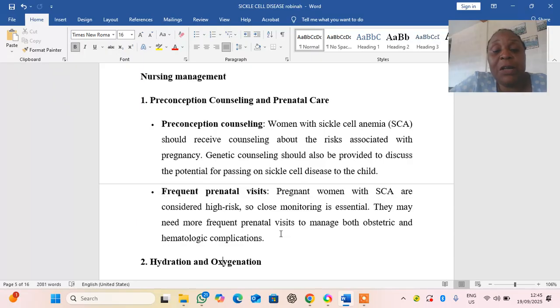And then we shall advise them to make frequent prenatal visits. Pregnant women with sickle cell anemia are considered high risk, so close monitoring is very essential. They may need more frequent prenatal visits to manage both obstetric and hematological complications.